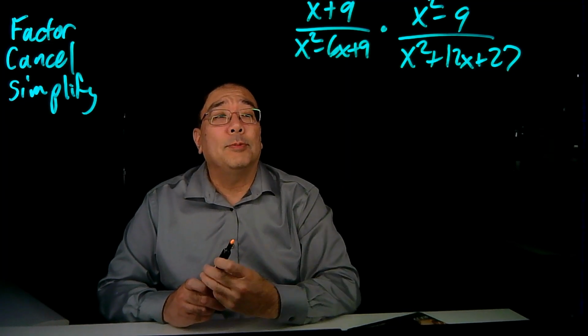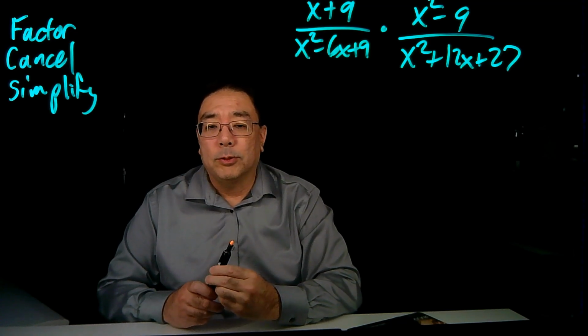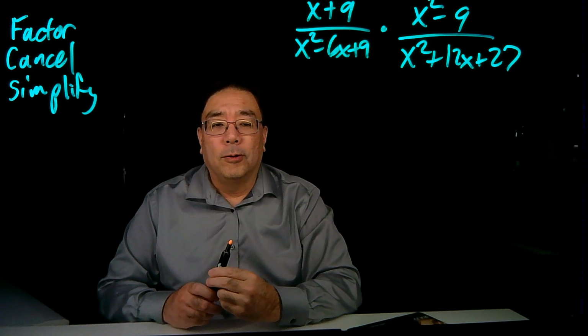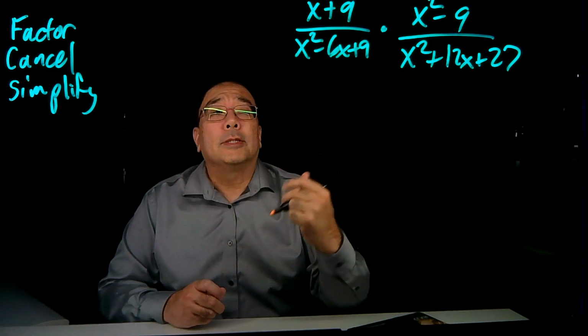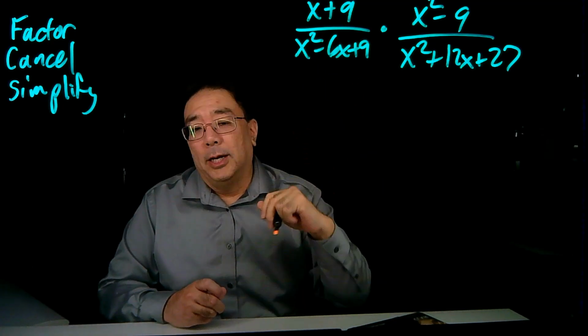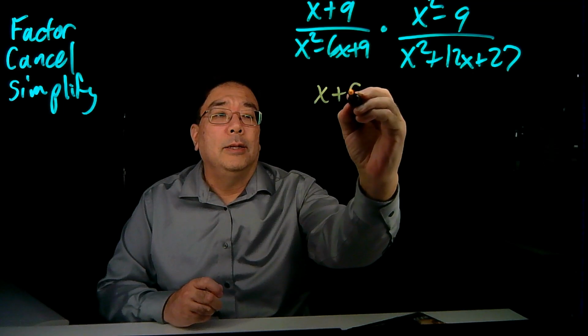If we have (x plus 9) over (x squared minus 6x plus 9) times (x squared minus 9) all over (x squared plus 12x plus 27). So we'll see, what can we factor? Well, that x plus 9, you can't do anything more with that. So we leave that as the x plus 9.